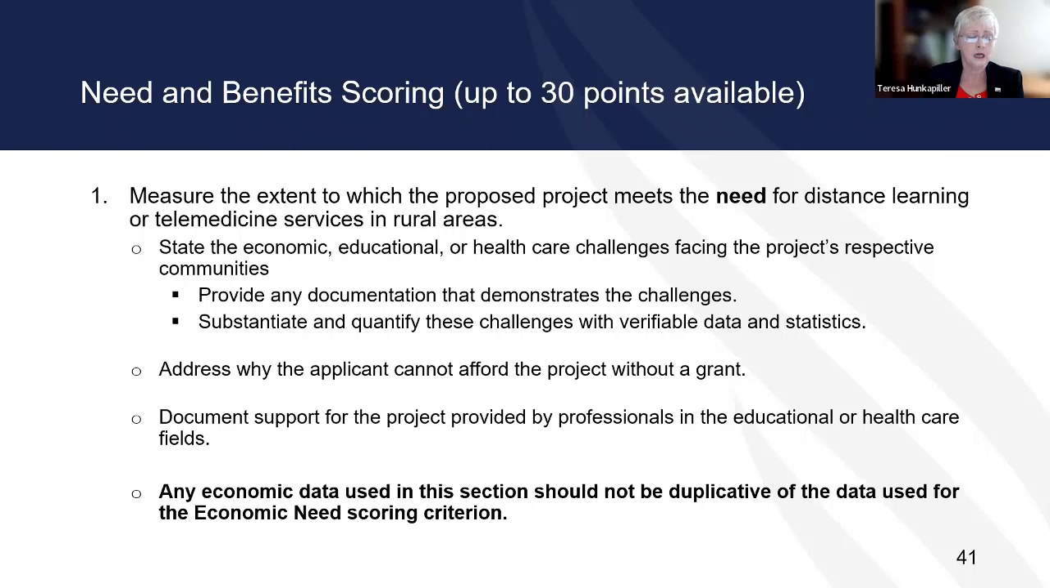Another big plus that we often see people slide right over, but address why the applicant can't afford to do this project without our help. We want to fund projects that could not go forward without the distance learning and telemedicine grant. Also, provide us with some supporting documents from professionals in the education or healthcare field showing us that, you know, backing up your claim that this is indeed a need. And I've already stated that you don't have to duplicate the data that's in the economics need scoring. So let's go a little bit further into this 30 points.